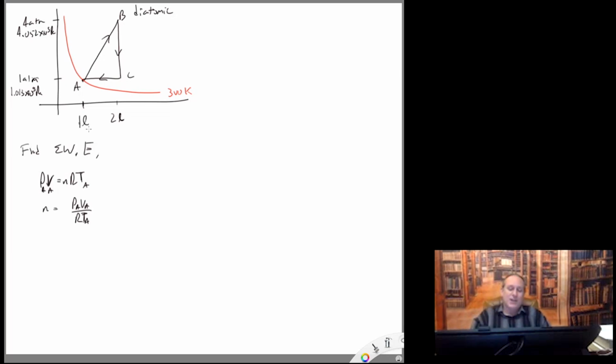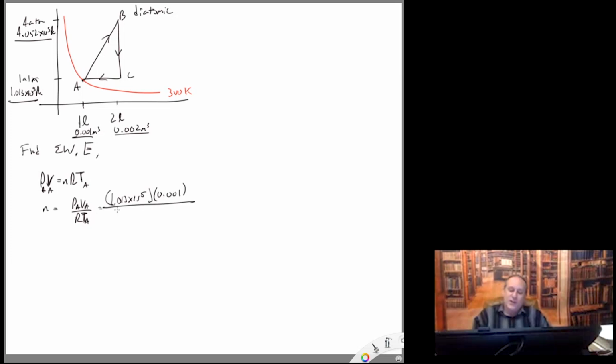And 1,000 liters makes a cubic meter, so we divide by 1,000, and we get 0.001 cubic meters and 0.002 cubic meters. Often we get numbers in atmospheres and liters because it's easy, but then when we do calculations, we need to convert those. And so putting our numbers in, PA is 1.013 times 10 to the 5th, and VA is 0.001.